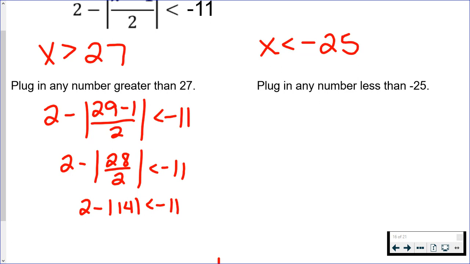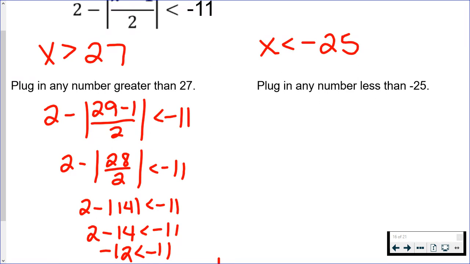So we simplify inside of the absolute value. We end up with 28 over 2, which is 14. And now we find the absolute value of 14. Which is still 14. And then we subtract. And we end up with a statement saying that negative 12 is less than negative 11. This is true, so that means x is greater than 27 is valid for this question.